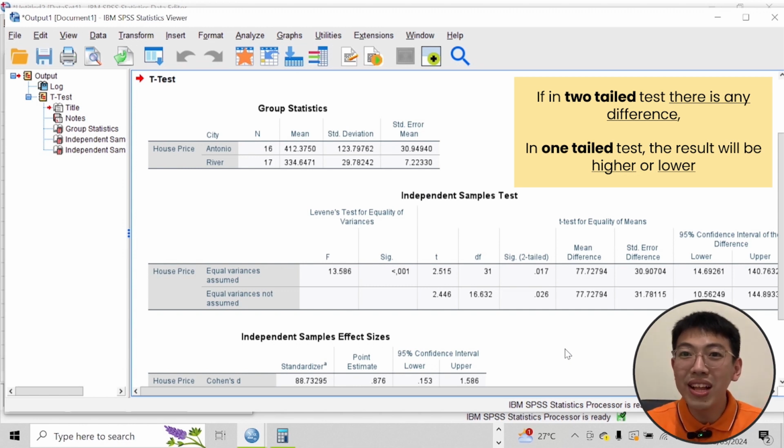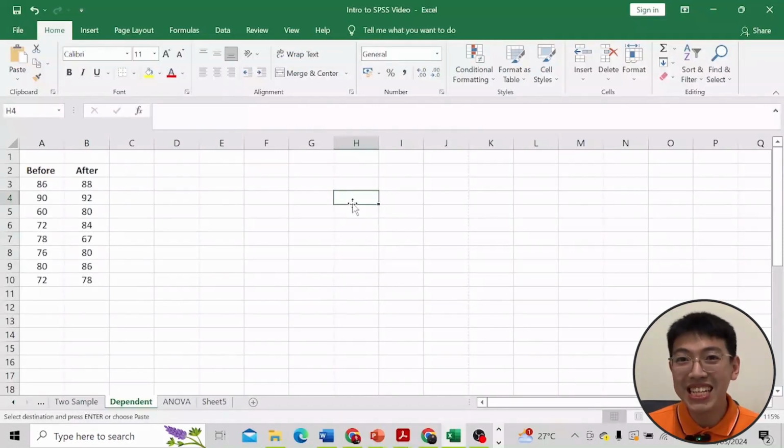Therefore, in this one-tailed test, the result will be higher or lower. And it is proven that the mean of the house price in the Antonio city is higher than the mean of the house price in the river city. Is it easy, right? Now, let's try the dependent sample t-test.